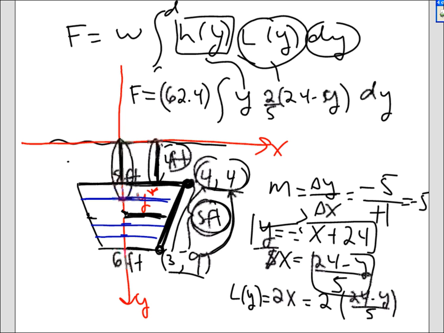Y is 4 here, and maybe it's 4 and a half, and 5, and 7, and 8. And it goes down 5 more. It goes from 4 to 9. Just find the y values in here. What's the range? Goes from 4 to 9. So I'm going to integrate from 4 to 9.